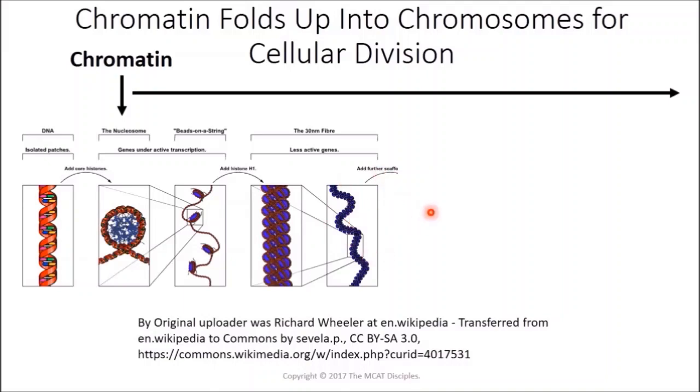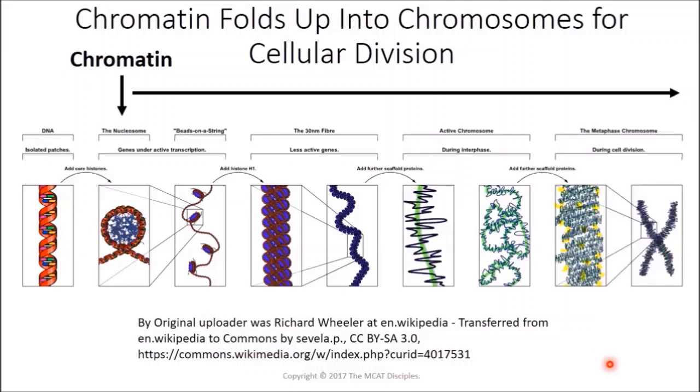But when you start going through the cell cycle, particularly mitosis, you're going to pack up into what are called chromosomes. The chromatin is going to pack very, very tightly. It's going to add more scaffolding proteins and eventually form a chromosome. A chromosome is an extremely tightly, densely packed structure of chromatin. That's all it is.